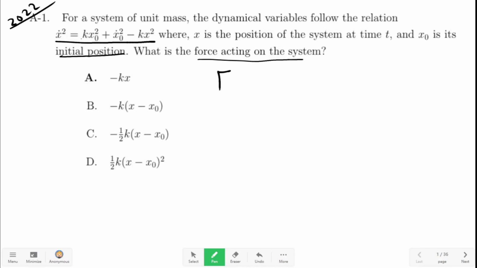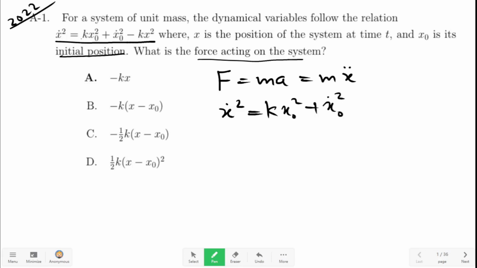So to get the force is ma, mass times acceleration, which is equal to m times x double dot. Here x double dot represents second derivative with respect to time of position. From the relation given, x dot square is equal to k x naught square plus x naught dot square minus kx square. We have to somehow get x double dot. Therefore, we will take derivative with respect to time.